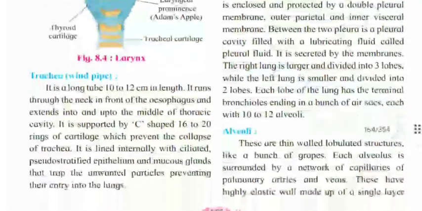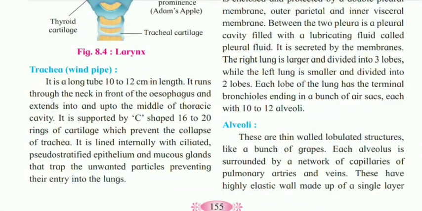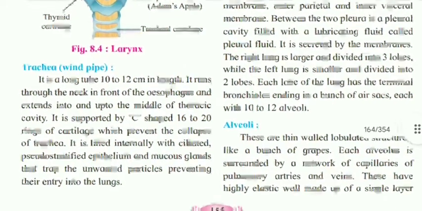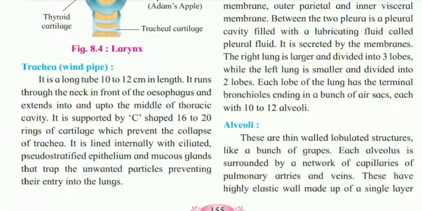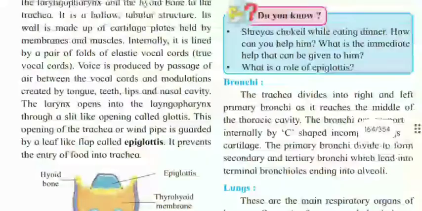Now let's move to trachea, that is windpipe. It is a long tube 10 to 12 centimeter in length. It runs through the neck in front of esophagus and extends up to the middle of thoracic cavity. It is supported by C-shaped 16 to 20 rings of cartilage which prevent the collapse of trachea. It is lined internally with ciliated pseudostratified epithelium and mucus glands that trap the unwanted particles, preventing their entry into the lungs.